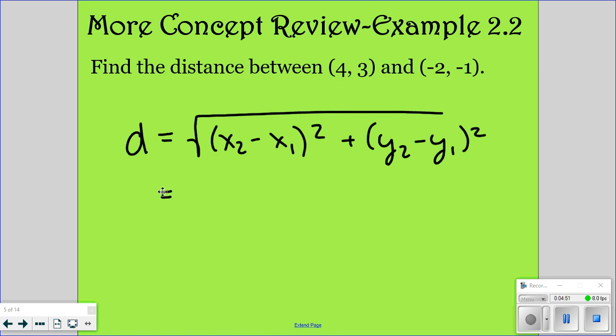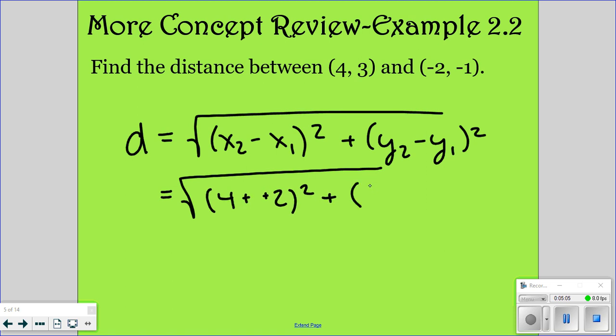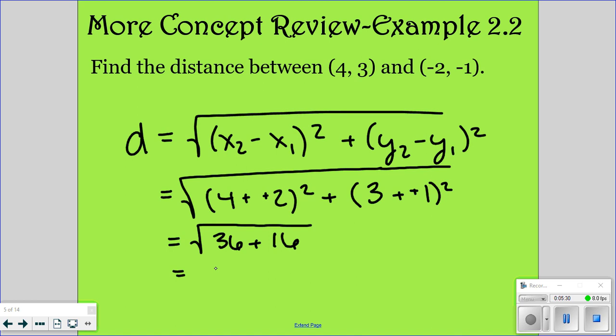So our first x that we're going to plug in here, I'm just going to do 4 minus a -2, which is going to become a positive 2, and then plus 3 minus a negative 1, which is going to become a positive 1. So that's the first step. Plug them in, and then you're just going to simplify it. 4 plus 2 is 6. Squared is 36. 3 plus 1 is 4. Squared is 16. 36 plus 16 is 52.